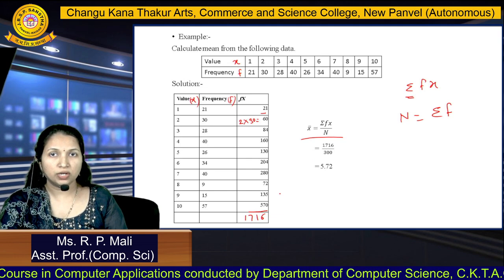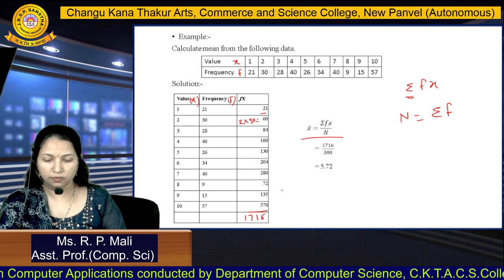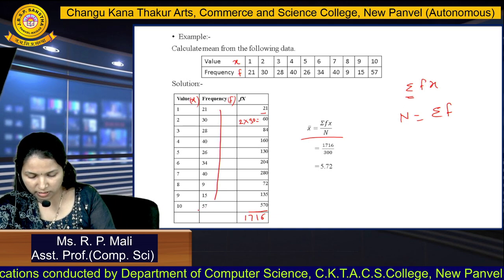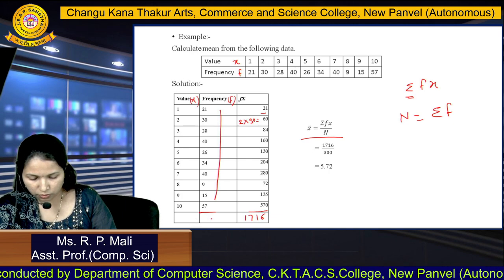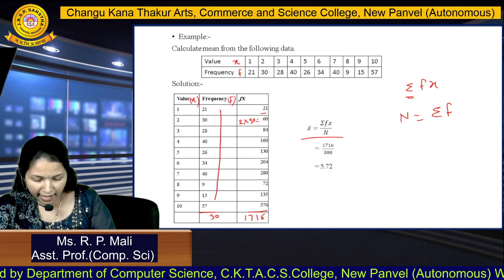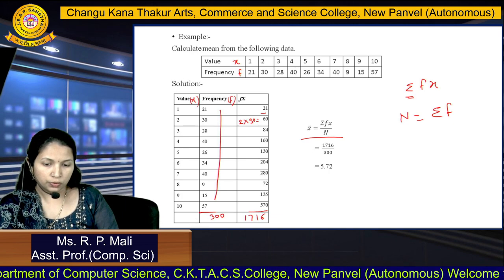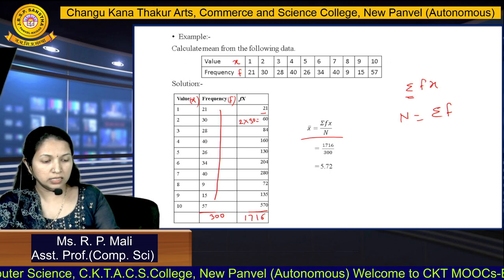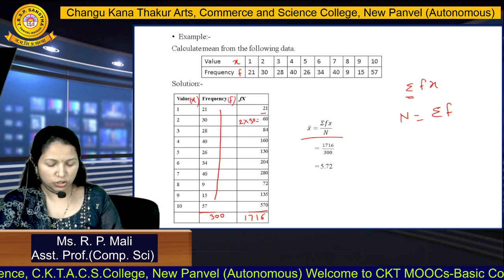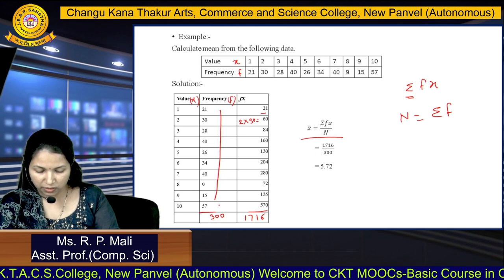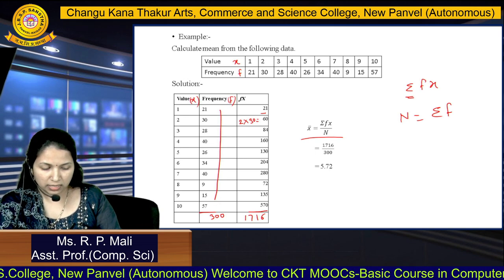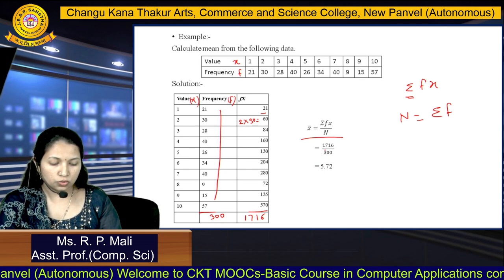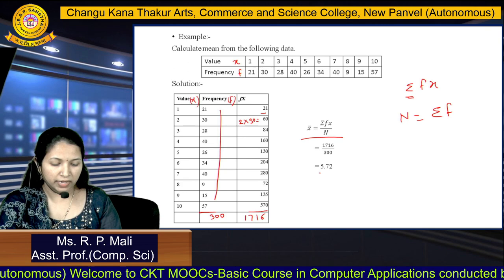This data is discrete. That's why your n is the summation of frequency. So the summation of this frequency column is 300. We are not going to consider n as 10. Okay, there are 10 observations, still we are going to consider n as the summation of frequency. So we add the frequency column and you get 300. So we write n as 300. After the calculation, you will get the final output as 5.72.